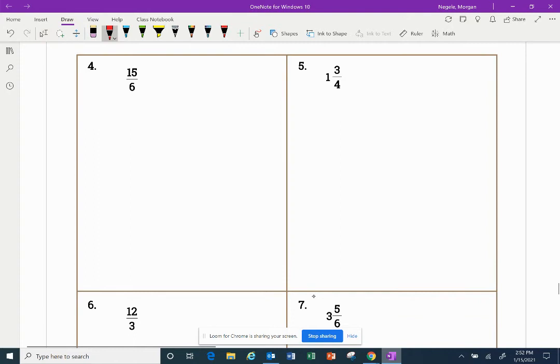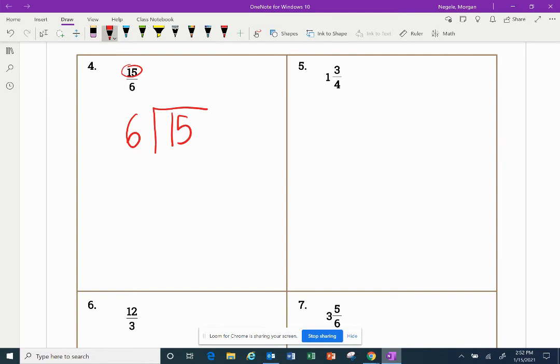So number 4 is an improper fraction. I don't see any whole numbers here. So we're going to take the numerator, 15, and we're going to divide 15 by 6. Remember, you're going to count by 6s up here and see how close you can get to 15 to help you divide 15 divided by 6.